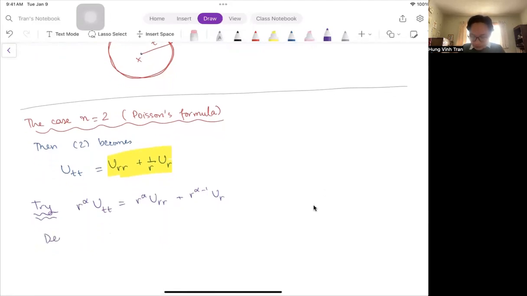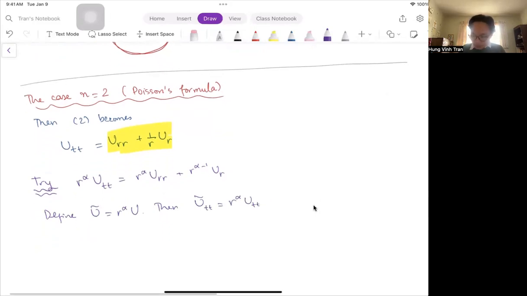And then we would define u tilde equals r to the alpha times u. Then surely u tilde tt equals r to the alpha times u_tt. No problem with that. Now let's compute u tilde rr, right? Let's compute it slowly. u tilde of r equals, if I hit the derivative in r to the alpha, alpha r to the alpha minus 1 times u plus r to the alpha times u_r. Okay. And then let's do it once more.